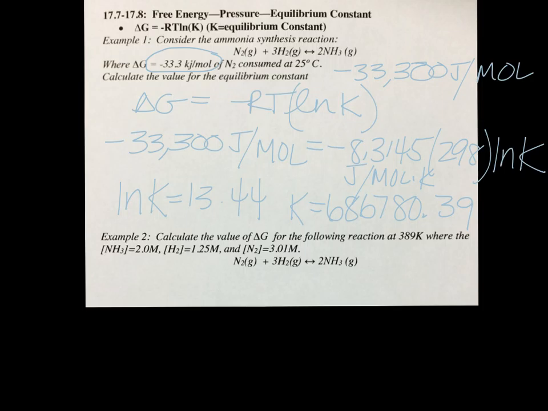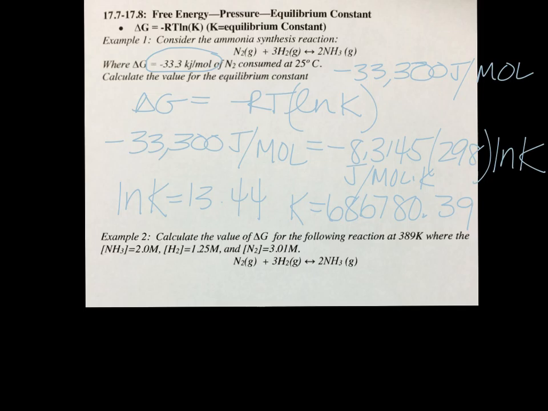So there's no units for K. K is very large, so we know that it's going to favor the product side. And also, because we started with a negative delta G, we know this reaction is spontaneous. All right, let's take a look at the last problem. Calculate the value of delta G for the following reaction, and they're giving us concentrations.